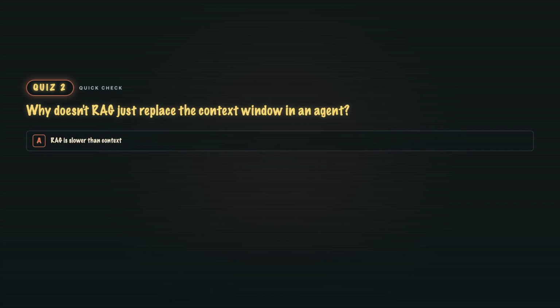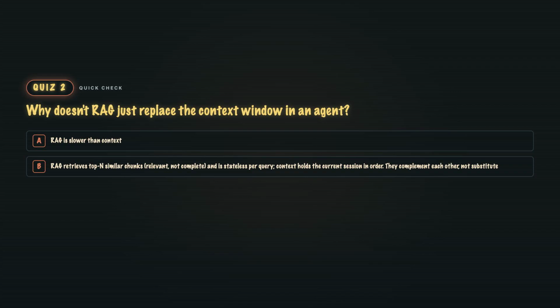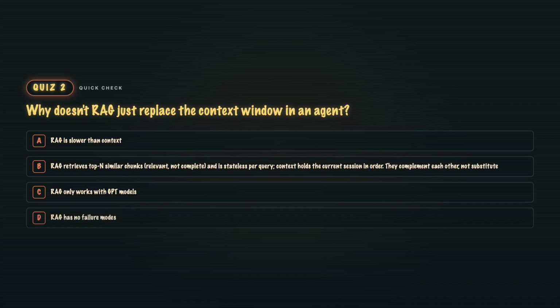Quiz 2. Why does RAG not just replace the context window in an agent? A. RAG is slower than context. B. RAG retrieves top-N similar chunks, relevant not complete, and is stateless per query. Context holds the current session in order. They complement each other, not substitute. C. RAG only works with GPT models, or D. RAG has no failure modes.